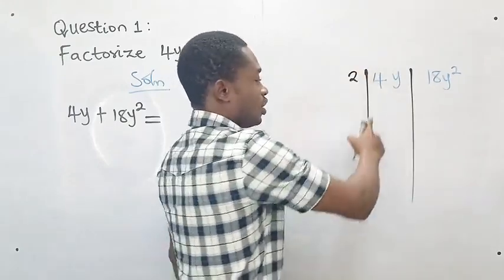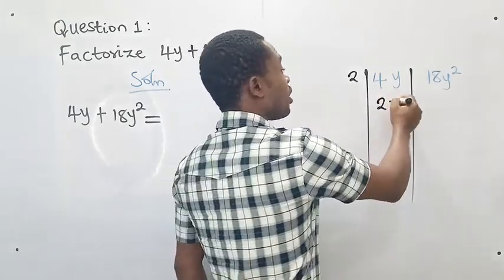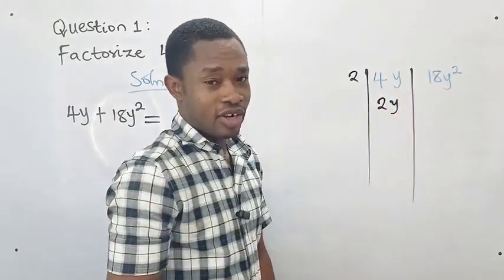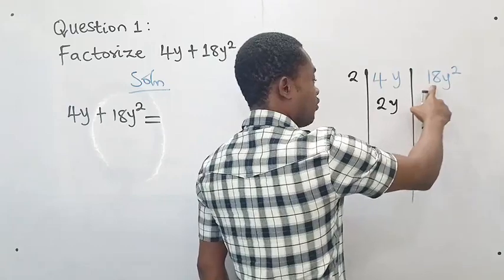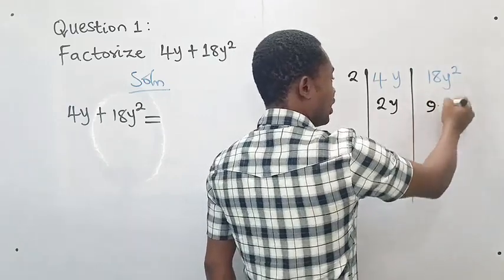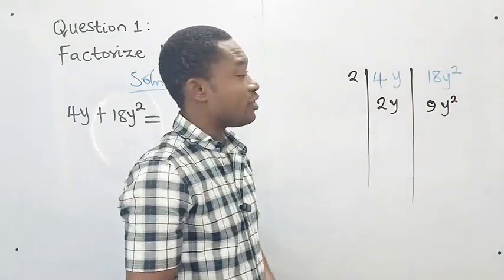2 can do that. If 2 divides 4, you are going to get 2. You have to bring down this alphabet because a number cannot divide alphabet. Come to this column, this is 18. 2 can divide this 18, you will get 9. Again, bring down your alphabet y square. That is y square you have there.